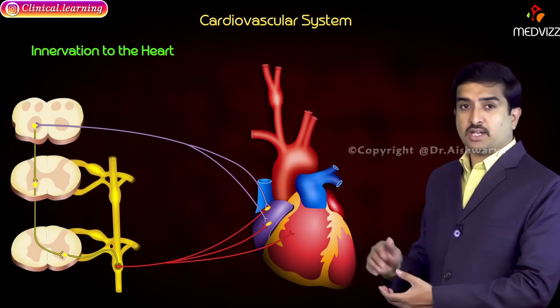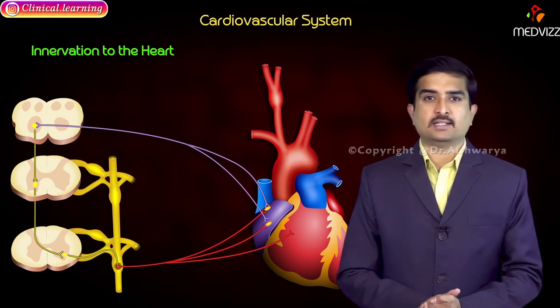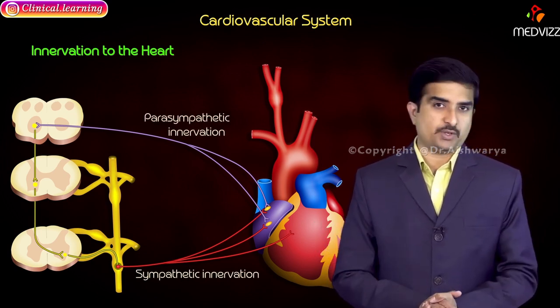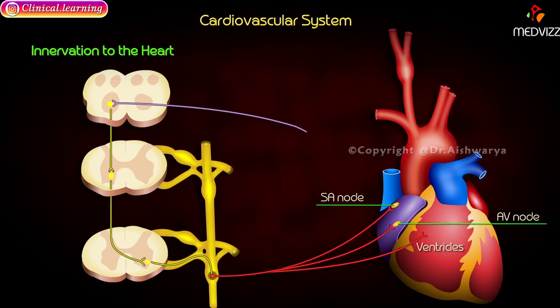Next is innervation to the heart. The heart is innervated by the autonomic nervous system, which has sympathetic as well as parasympathetic innervation. Sympathetic innervation to the heart arises from the stellate ganglion and it supplies the SA node, AV node and the ventricles. Parasympathetic innervation is mainly derived from the right vagus, which supplies the SA node, and the left vagus is the one which supplies the AV node.